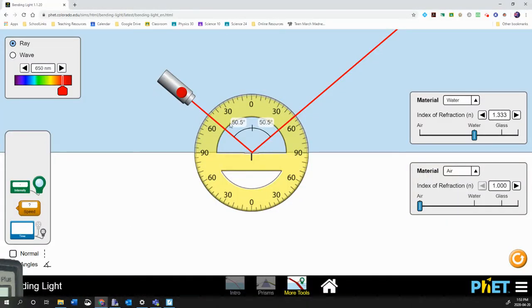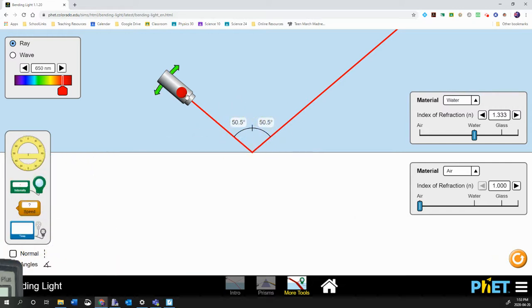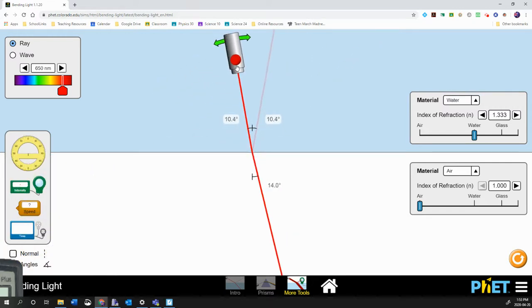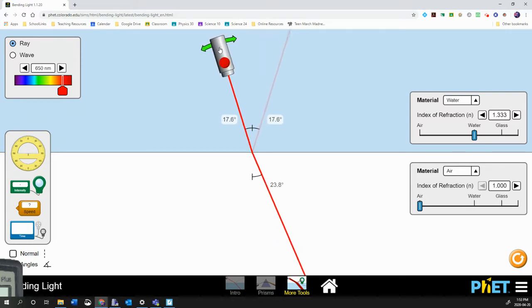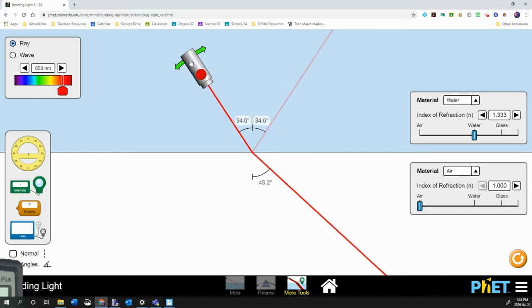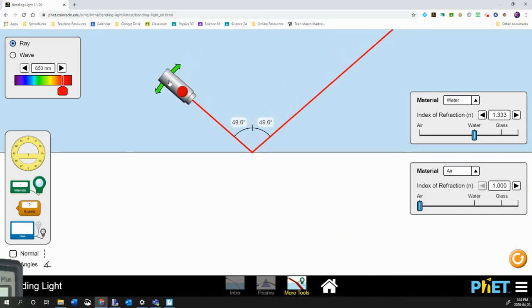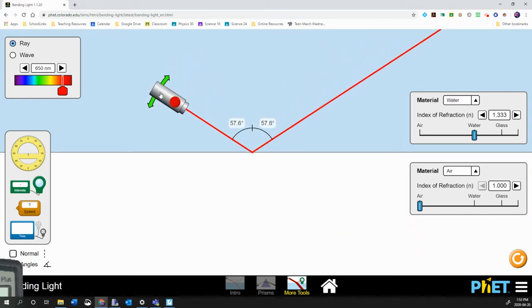It can happen when we have, let me get rid of the protractor. It can happen when we have small angles going from, okay, so we're going from slow water to fast air. And as we increase the angle, the refracted angle gets bigger and bigger at a faster rate until we get to that critical angle, and then we get total internal reflection.